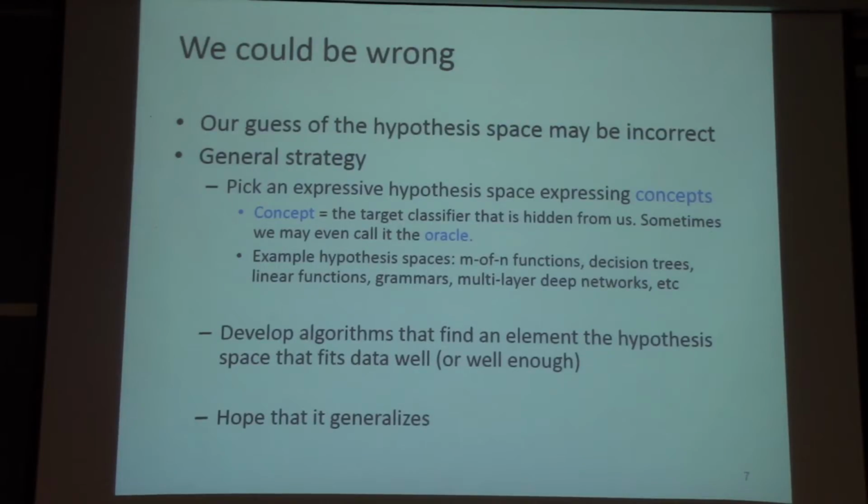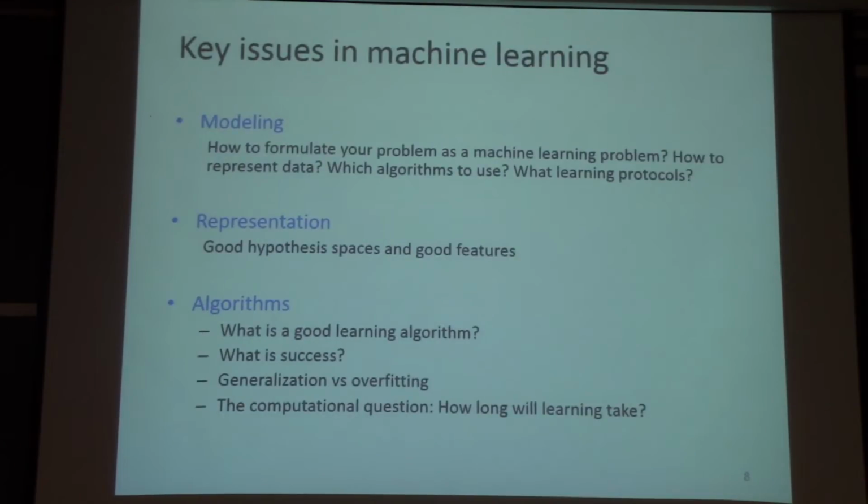So the primary issues in machine learning are, number one, how do you model your question as a learning problem? You care about a program, you don't really care about the math, but you still need to know how to phrase it so that the math can deal with it. The second question is that of representation. How do you represent your examples, and how do you represent your classifiers? And finally, there's the algorithmic question. What's a good learning algorithm? What does it mean to learn? How do you know it's going to generalize?